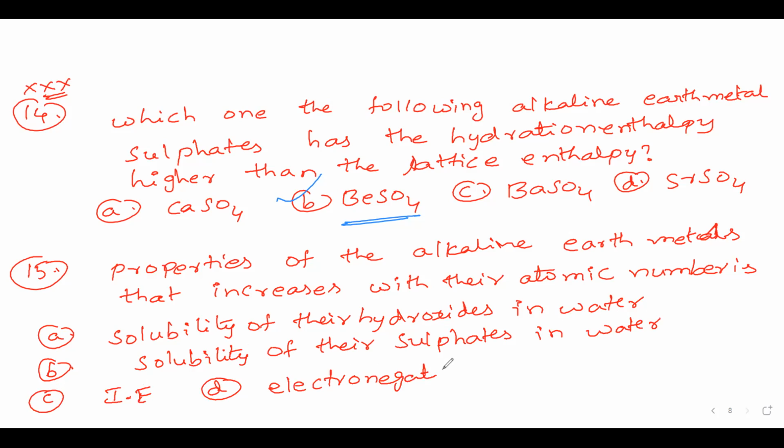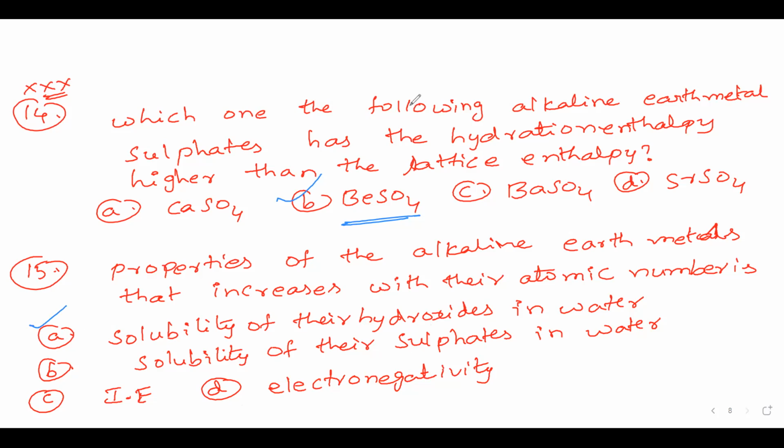So what happens if you take into consideration electronegativity? Electronegativity decreases down the group, but they are asking increases with their atomic number. So definitely it should be either 1 or 2, solubility of the hydroxides or solubility of the sulfates. So we know sulfates decrease in solubility in water and solubility of the hydroxides increases in water. So answer is A. Option A is the right option because solubility of the hydroxides increases with the increase in atomic number. So magnesium hydroxide is less soluble than calcium hydroxide. Calcium hydroxide is less soluble than strontium hydroxide. Strontium hydroxide is less soluble than, like this it goes on, barium hydroxide.